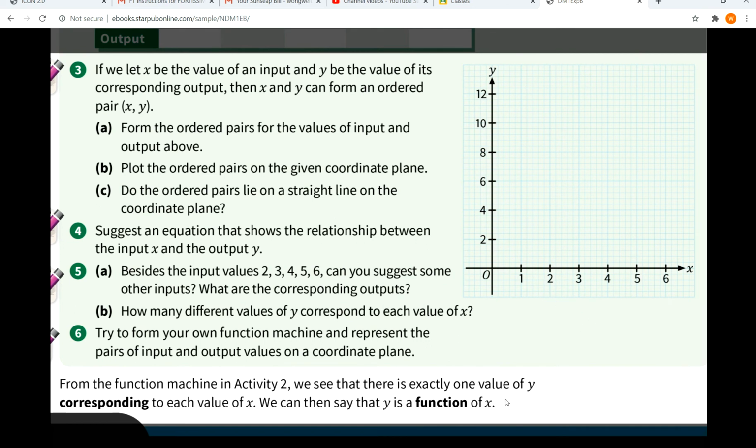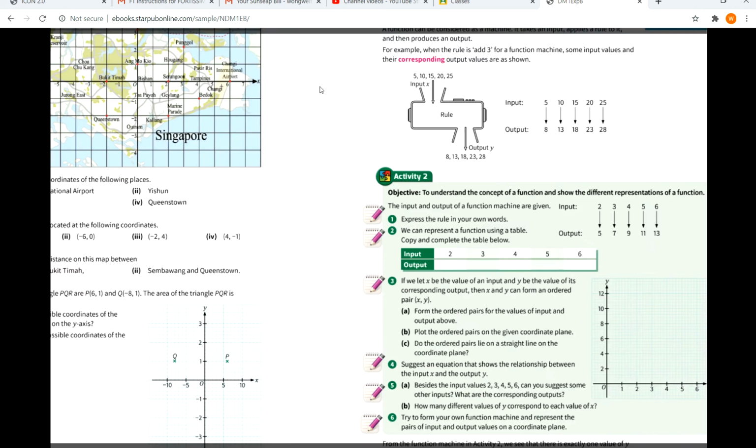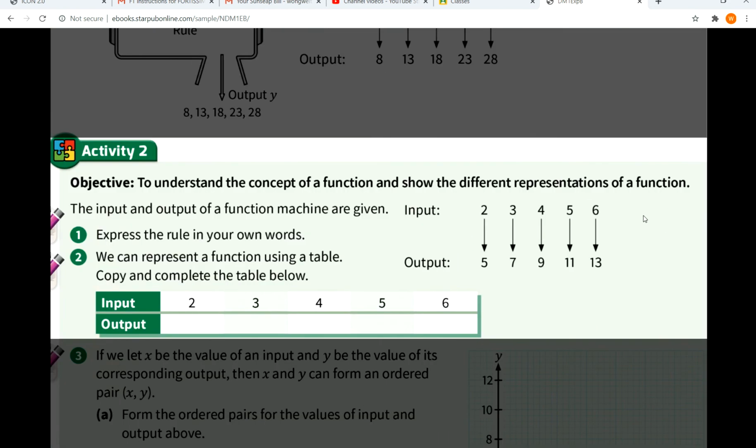Besides the input values of 2, 3, 4, 5, 6, are there any other inputs? Because in the input, they only gave us 2, 3, 4, 5, 6. Are these the only possible inputs? Can I put in something else? Can I put in 0? Can I put in 1? Definitely we can. And we will get a corresponding output.